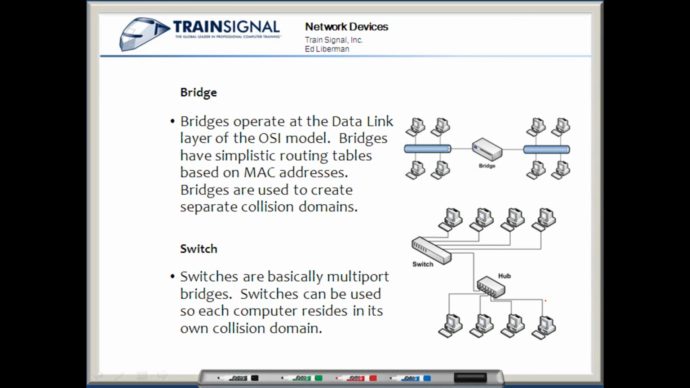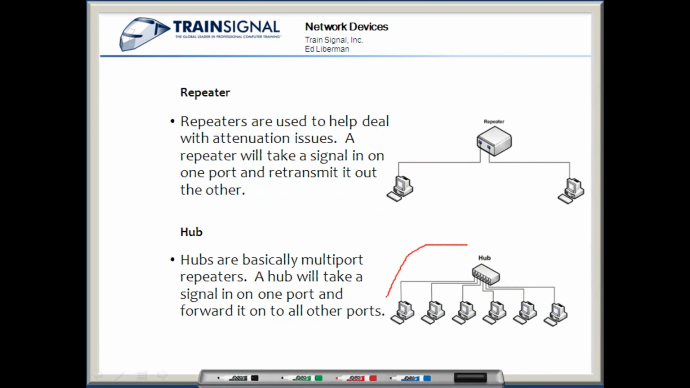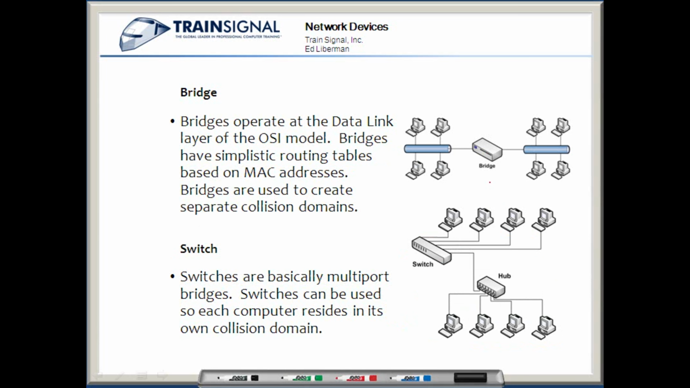Well, if we were to go back a step here to our hub, I would tell you that this altogether would be one collision domain. A collision could happen anywhere on this particular network because if two or more computers transmit simultaneously, those transmissions will collide. Whereas here with a bridge, we have one collision domain over here and another collision domain over here.